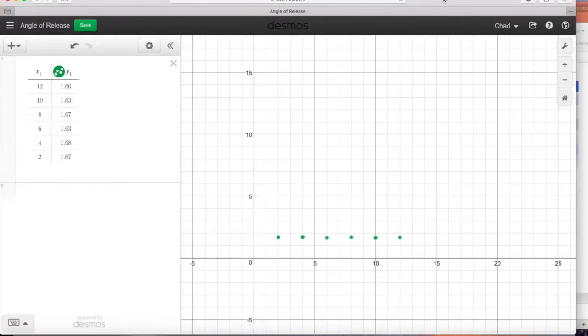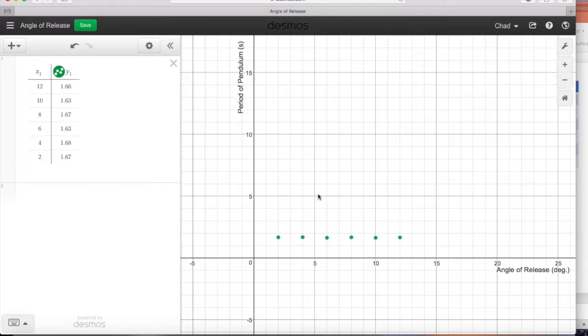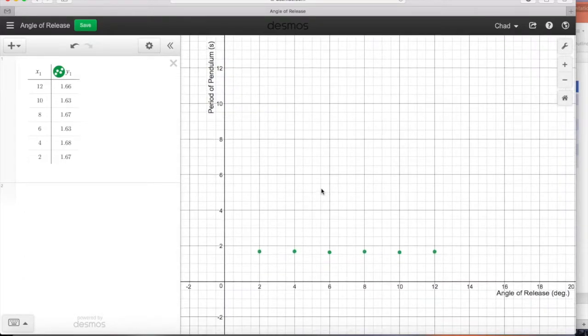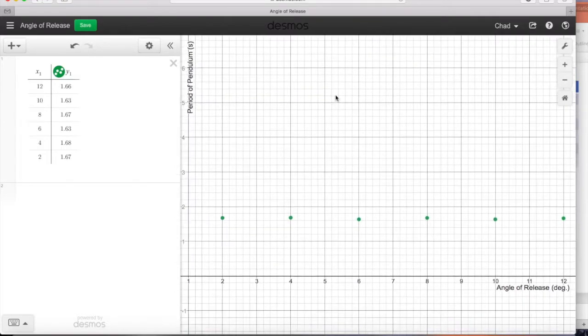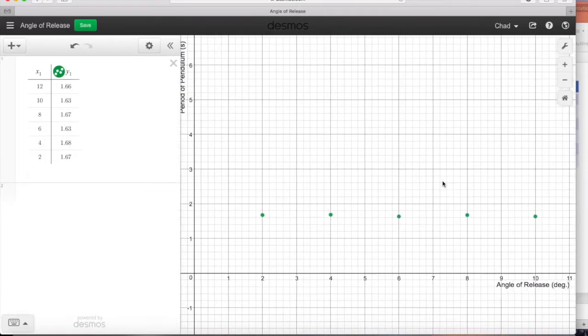And we can even go over here to the settings of the graph and add a label. The x-axis was angle of release. You always want to put a title for your axis and the measurement. What unit did you measure it in? And the y-axis, I believe, was the period of the pendulum, and that was measured in seconds. So we have right here our graph. Perfect. You can see I've kind of scaled it to see my data points here pretty well.